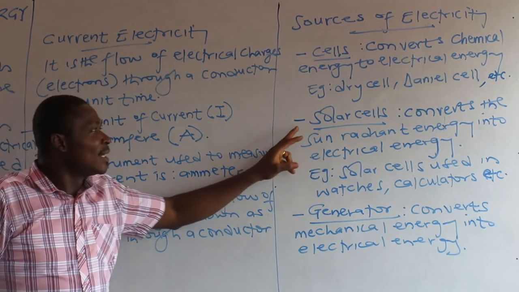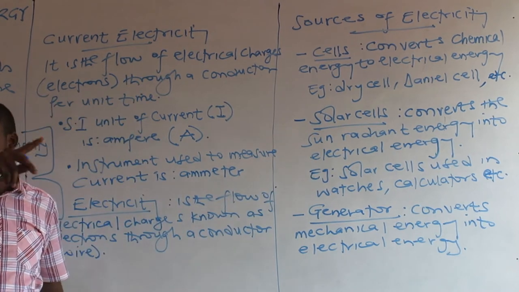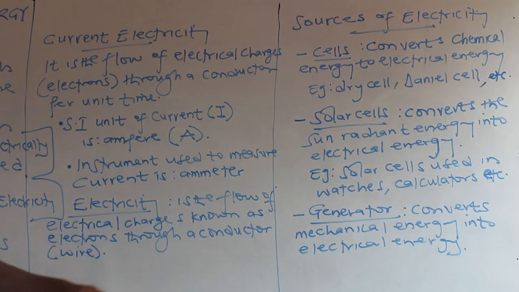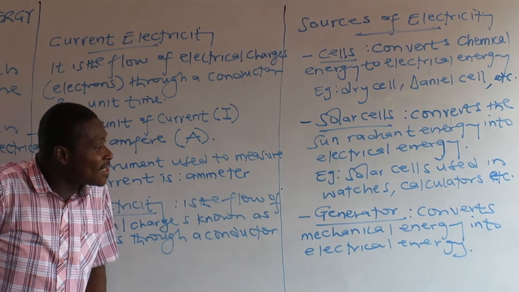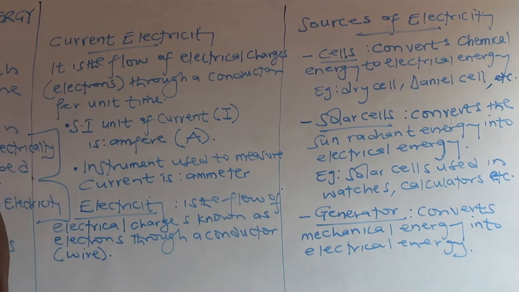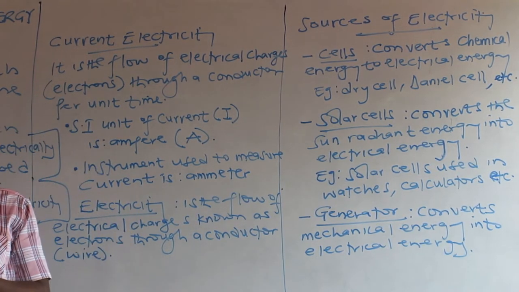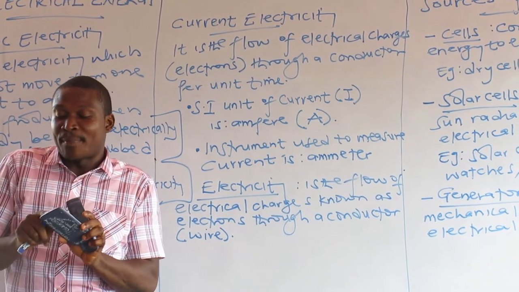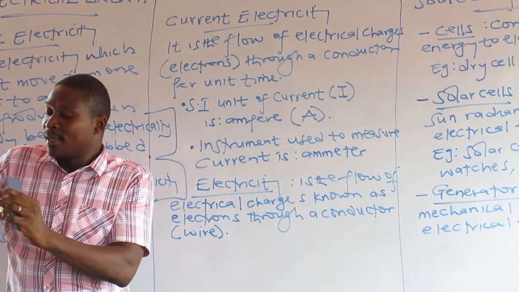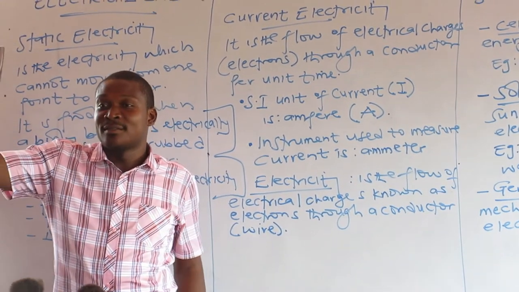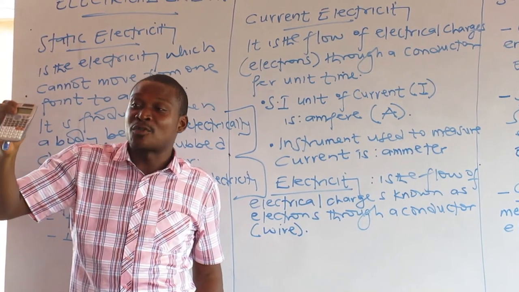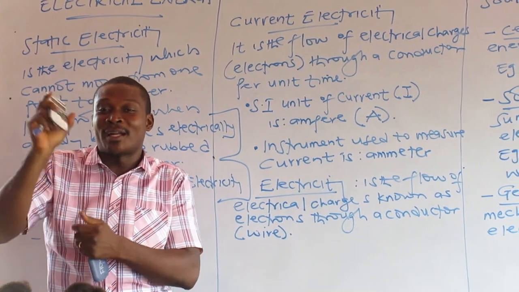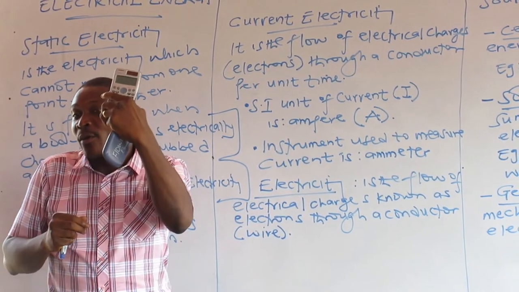Now, solar cells work by converting the sun's energy into electrical energy. So we have solar panels. You can see them on watches and calculators. I'll get my calculator. So there's a solar panel here, right? If I take the battery off and the solar panel is working and connected, the calculator will still function. But the solar panel is now serving the purpose of supplying electricity. So in this calculator, there's a dry cell here and a solar panel. When the battery goes, solar will help you, okay?